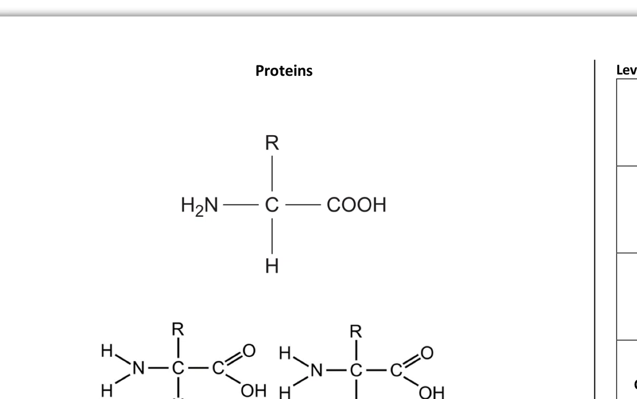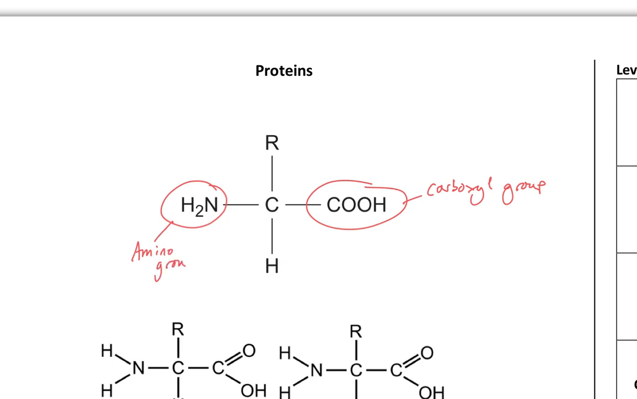Right, proteins, amino acids. Know your amino acid structure. So remember we've got our carboxyl group, and we've got our amino group or amine group. In biology, you can call it an amino group. This is from the syllabus.